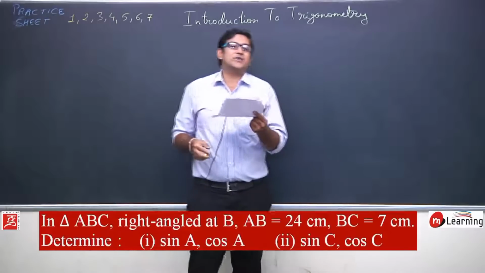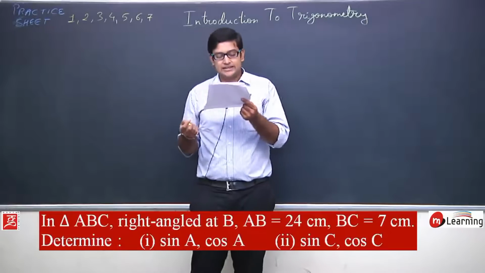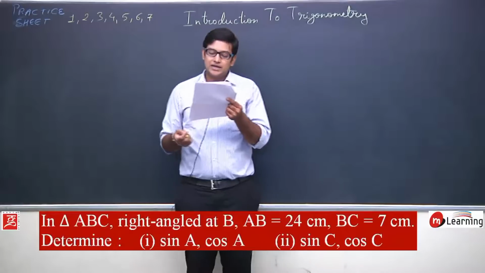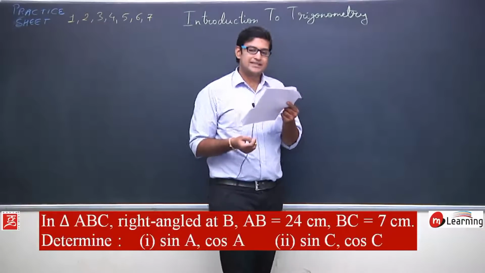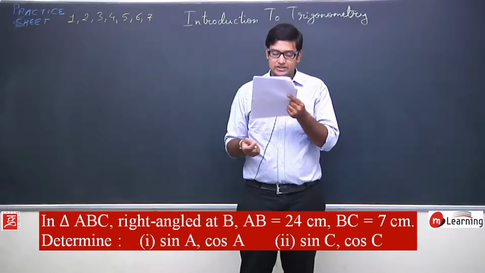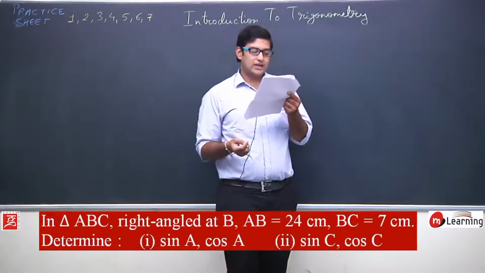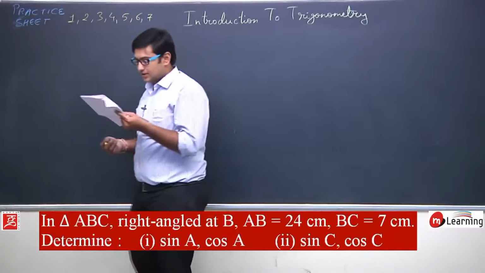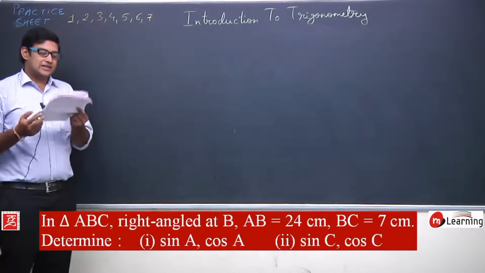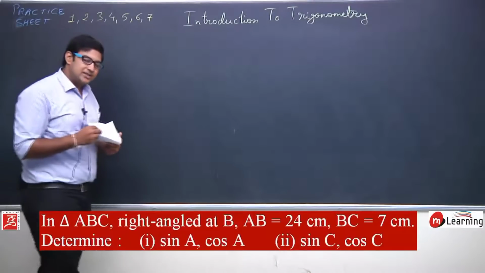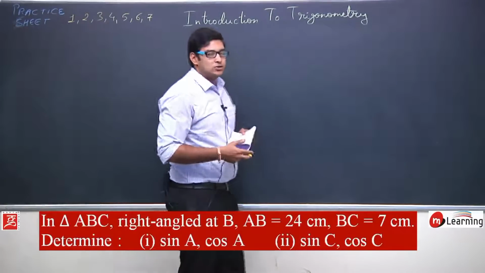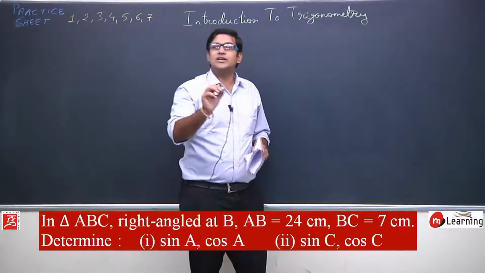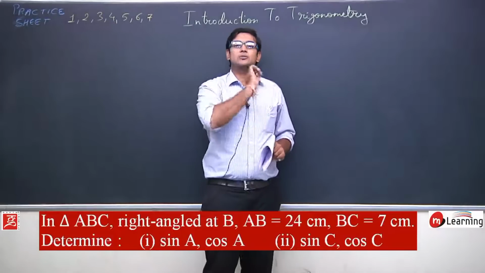So let us discuss question number 1. Question number 1 says, in triangle ABC right angled at B, AB is equal to 24 centimeters, BC is equal to 7 centimeters. Determine sine of A, cos of A, and the second part is sine of C, cos of C. So it says in the question that there is a right angled triangle. So just remember, whenever we solve a trigonometry question, at this level just consider a right angled triangle. Wherever there is a trigonometry question, draw a right angled triangle.